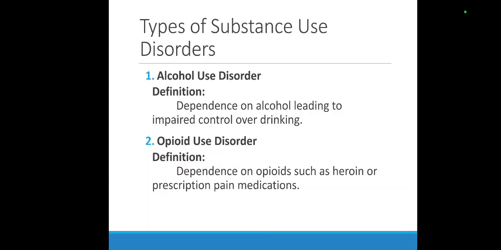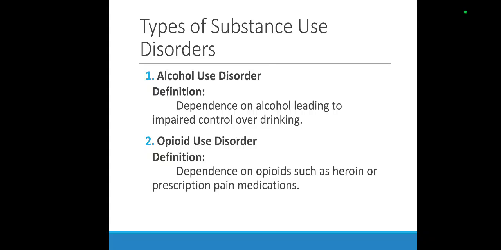We have your alcohol use disorder, opioid use disorder, stimulant use disorder, and cannabis use disorder. These are different common substances that may be used or misused by people and may lead to substance use disorder. So we have alcohol use. This is dependence on alcohol leading to impaired control over drinking. For opioid use, this is dependence on opioids such as heroin or prescription pain medication.